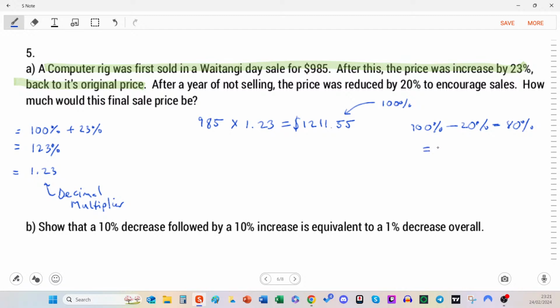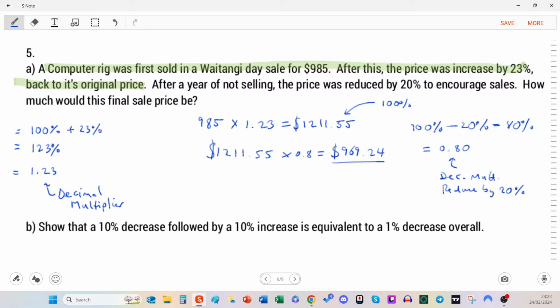So we're going to multiply by 80%. But we don't want to do a calculator, I just divide it by 100. And I use a decimal because it's easier to put on a calculator. This is the decimal multiplier to reduce by 20%: 0.8. Just do that now. 1211.55 multiplied by 0.8, and we get 969.24. And that's where it ended up.